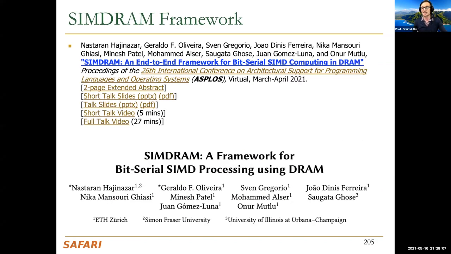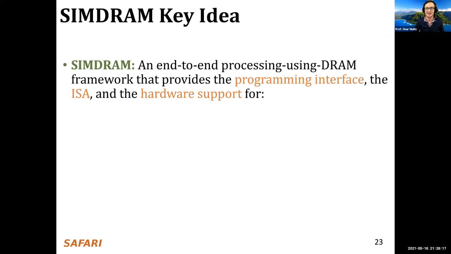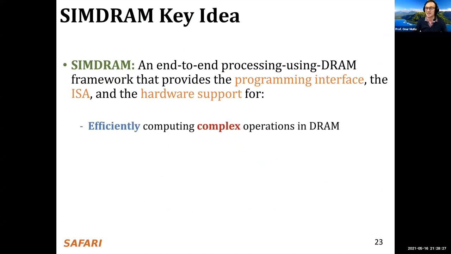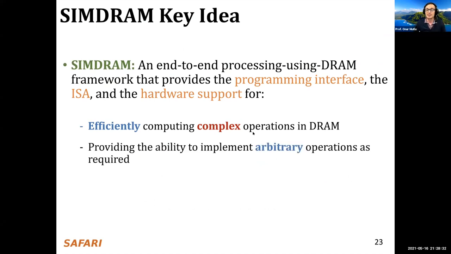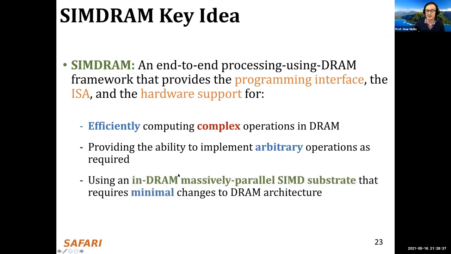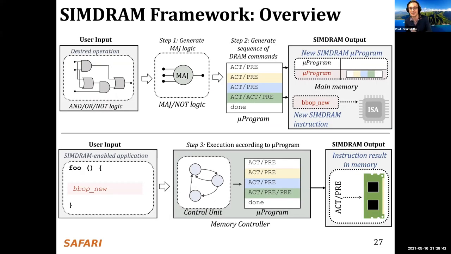So more recently, this is very, very recent, last month actually, we showed that you can design a framework that can compile into and perform any operation using what I just discussed. This is SIMDRAM, an end-to-end processing-using-DRAM framework that provides a programming interface, ISA, and the hardware support for efficiently computing complex operations, not just AND or NOT, but complex operations, as we will briefly mention. It provides the ability to implement arbitrary operations as required, using the substrate that I mentioned, with minimal changes to the DRAM architecture, which is about 1% of the DRAM chip area.